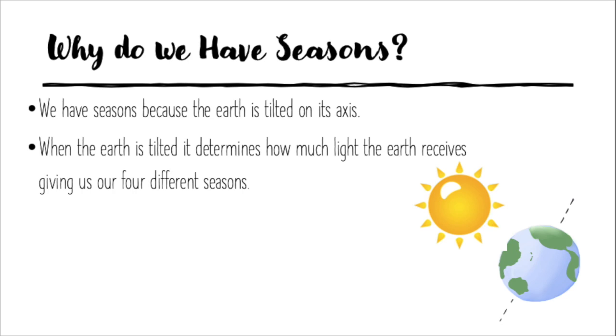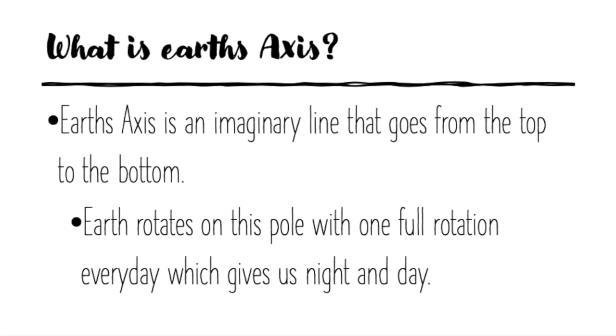Why do we have seasons? We have seasons because the Earth is tilted on its axis. When the Earth is tilted, it determines how much light the Earth receives, giving us our 4 seasons. Well, what is Earth's axis? Earth's axis is an imaginary line that goes from the top to the bottom. Earth rotates on this pole with one full rotation every day, which gives us our night and day.